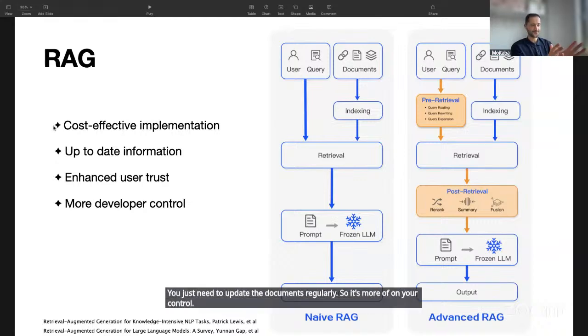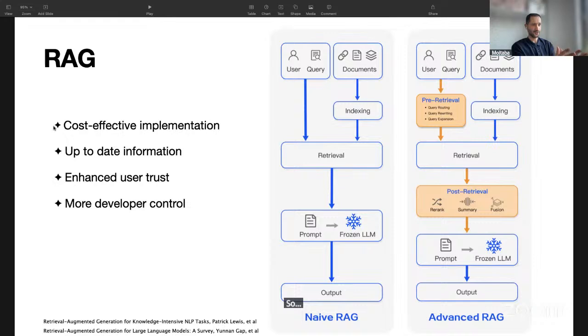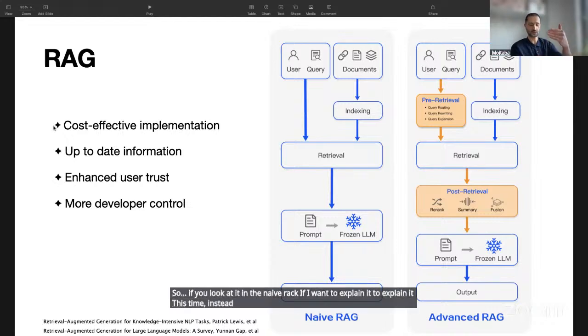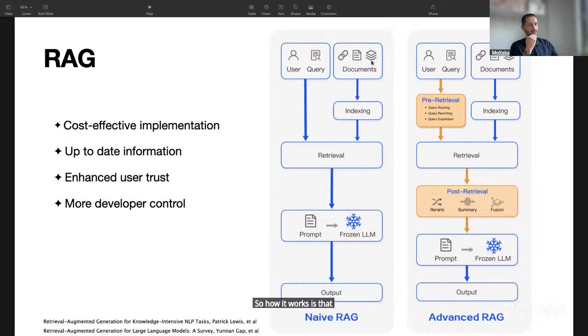So if you look at the naive RAG, if I want to explain it, this time, instead of asking the LLM and getting a reply only from the LLM, we feed the LLM with some information of your company or documents. So how it works is that you have documents at hand. It can be your company documents. You need to put them in a vector database.